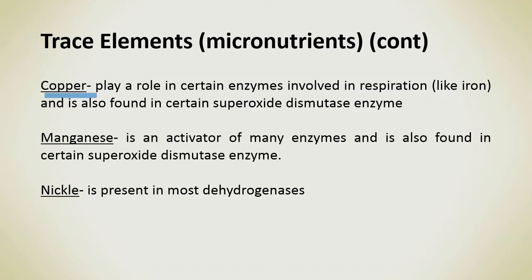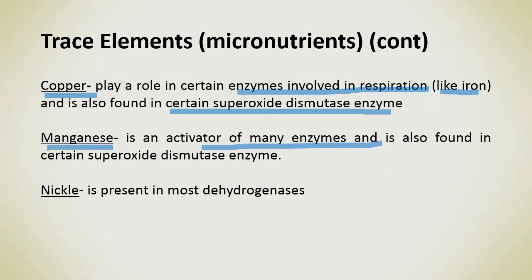Okay, copper. Copper plays a role in certain enzymes involved in respiration like iron, and it is also found in certain superoxide dismutase enzymes. Manganese is an activator of many enzymes and is also found in certain superoxide dismutase enzymes. Superoxide dismutase is an enzyme that helps break down potentially harmful oxygen molecules in bacteria. Followed by nickel, which is present in most dehydrogenase enzymes. Dehydrogenase is an enzyme that catalyzes the removal of hydrogen atoms from a molecule in the electron transport chain reaction.